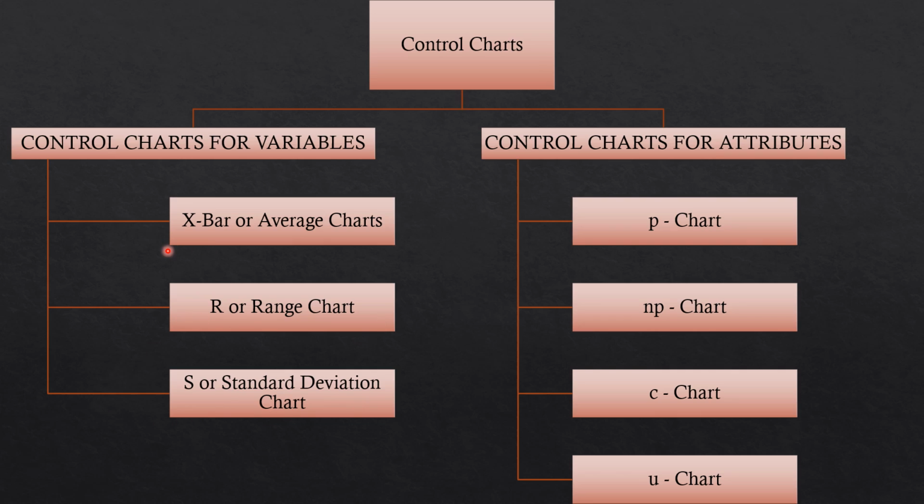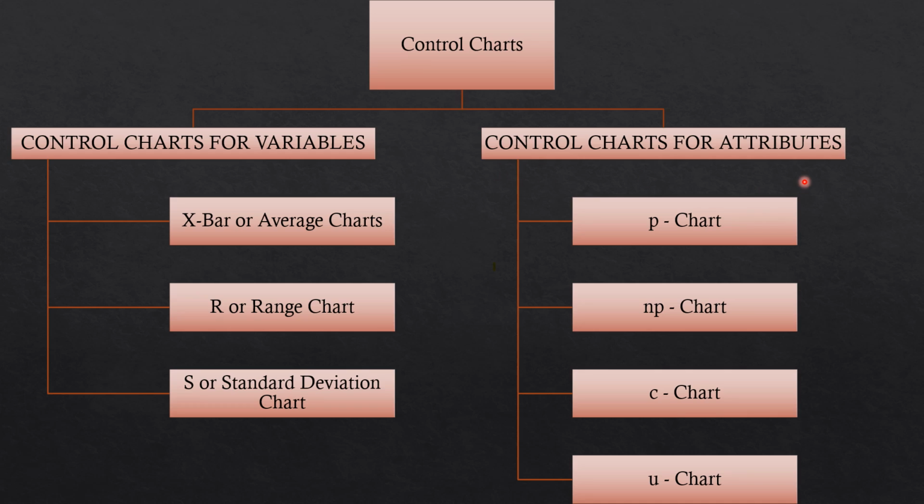The X bar chart is used to monitor the centering of the process to control its accuracy, and the R chart monitors the precision of the process, and the S or standard deviation chart shows the variation of the process.